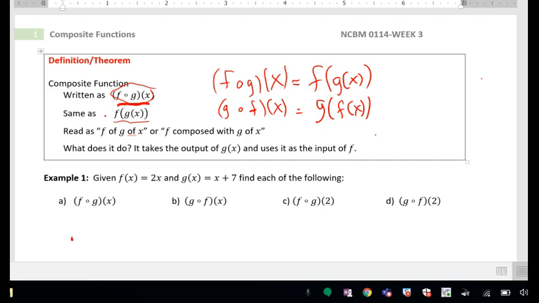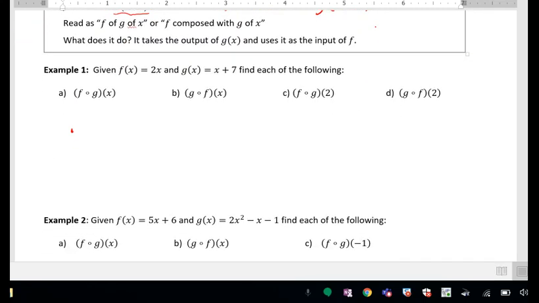Basically what it does is that it takes the output of g of x and makes it the input of f of x. So first you evaluate g of x. Whatever you get, then you plug in for the function f. So let's look at an example.